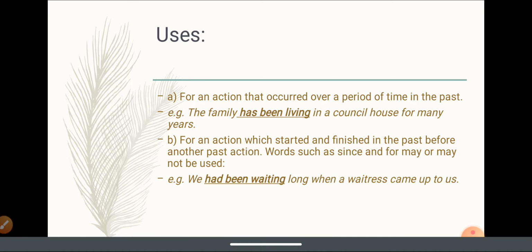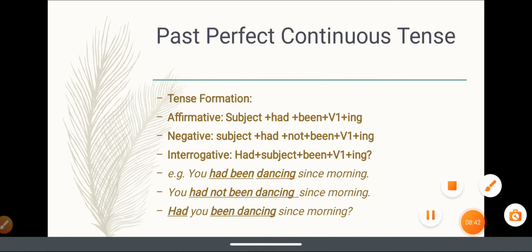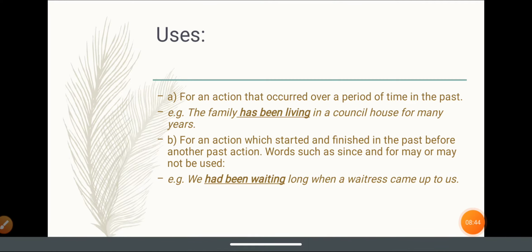So let us come to know about the uses of past perfect continuous tense. For an action that occurred over a period of time in the past. Like, the family had been living in a council house for many years. For an action that occurred over a period of time in the past. So the action of living occurred in a time of past, meaning many years.